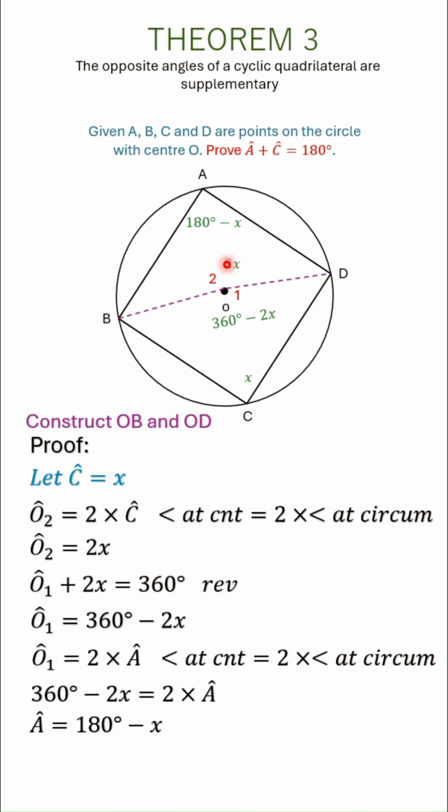So when we have the angle of A to be 180 minus x, we can now prove that if we add the angle of A plus the angle of C, it is going to give us 180 degrees. So if we do that, the two x's are going to cancel out, and then A plus C is going to be equal to 180 degrees.